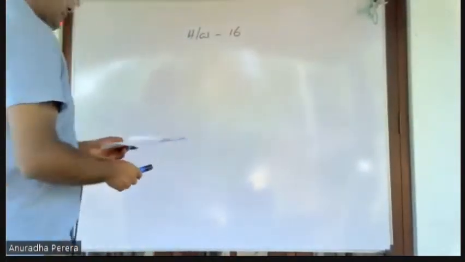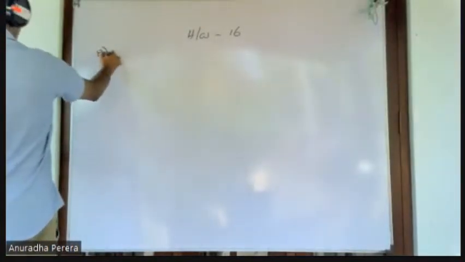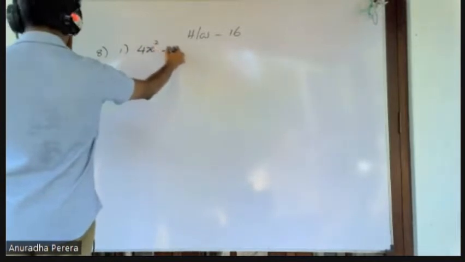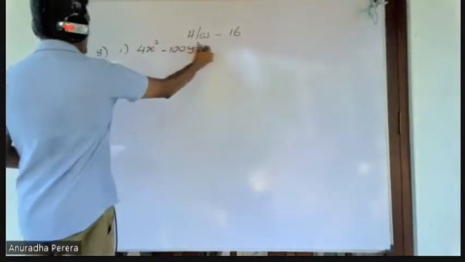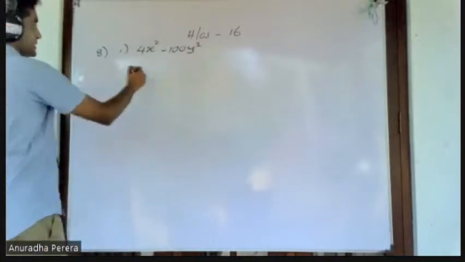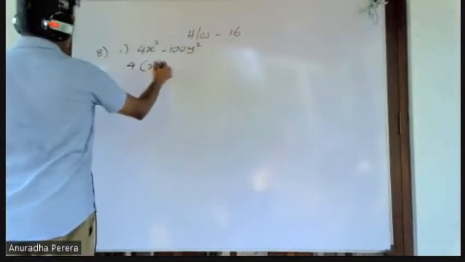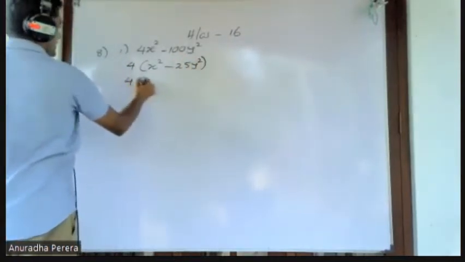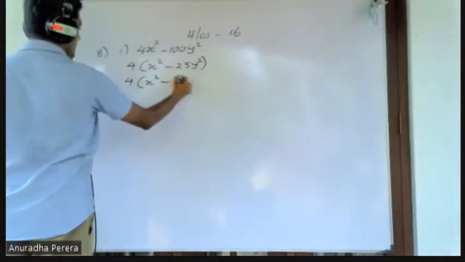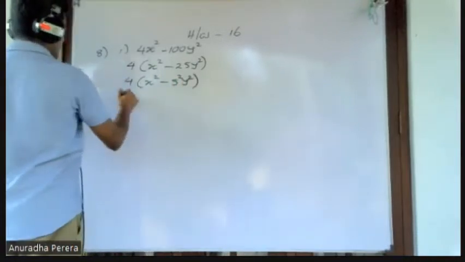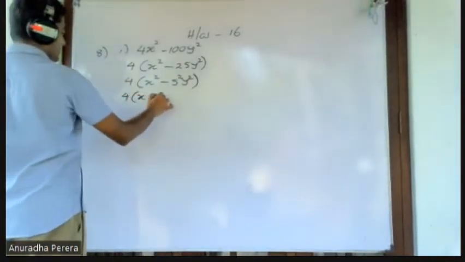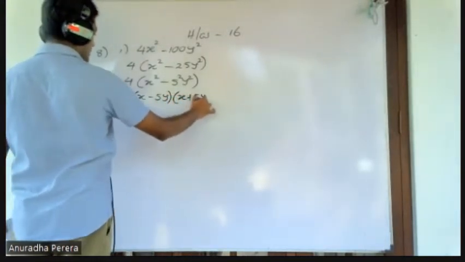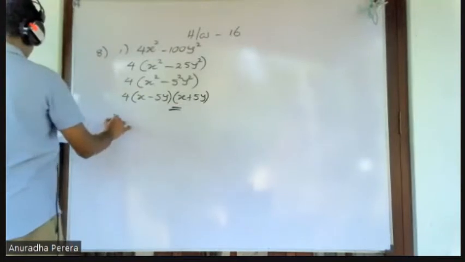Question number 8. 4x squared minus 100y squared. We can take 4 as a factor. X squared minus 25y squared. 4 times x squared minus 5 squared y squared. 4 times x minus 5y, x plus 5y.